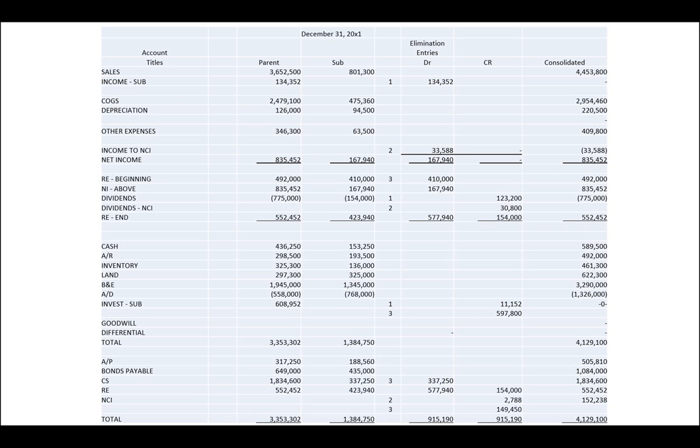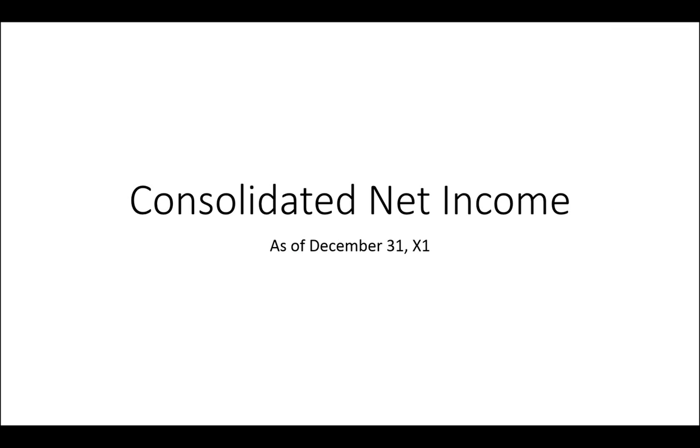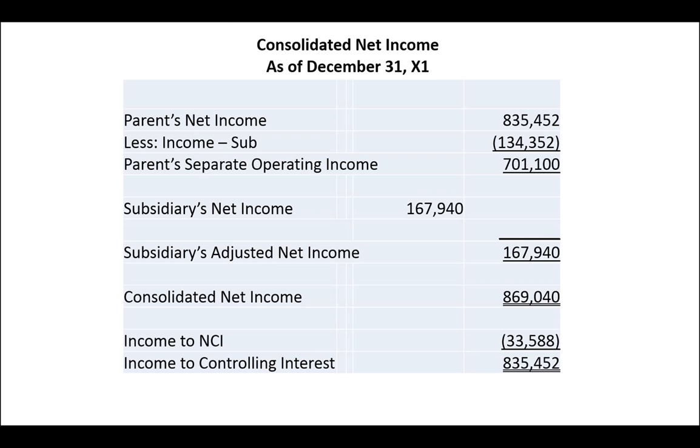The last thing we need to do is to compute consolidated net income. And similar to before, we're going to start with the parent's net income, subtract out any income sub to get separate operating income. We'll add to it the subsidiary's net income and come up with consolidated net income of $869,040. And another thing we're going to have is income to NCI, which is going to be a subtraction from that 869.